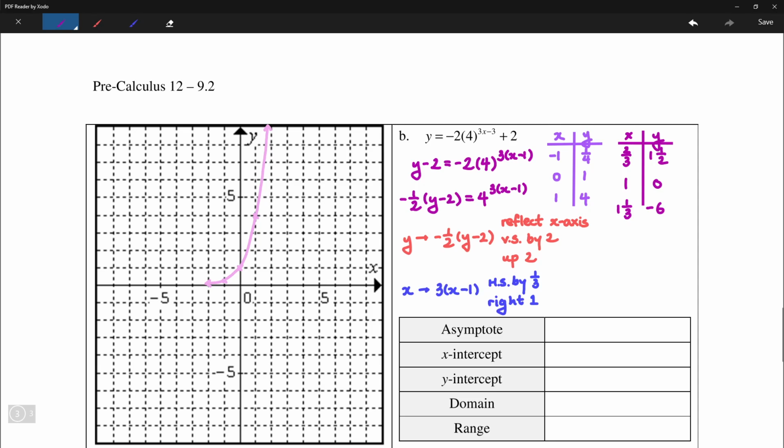Let's go ahead and plot those. So x is 2/3, y is 1 1/2, somewhere around here. And then the point 1, 0. So x equals 1, y equals 0. And finally the point 1 1/3, and then negative 6. So somewhere down here. Now the graph is reflected over the x-axis, so it's going to be upside down, and the asymptote was moved up 2 spaces. So we'll have a graph that looks like this. This is the asymptote of y equals 2. And then the function that we have is going to look like this. Oops, sorry about that.